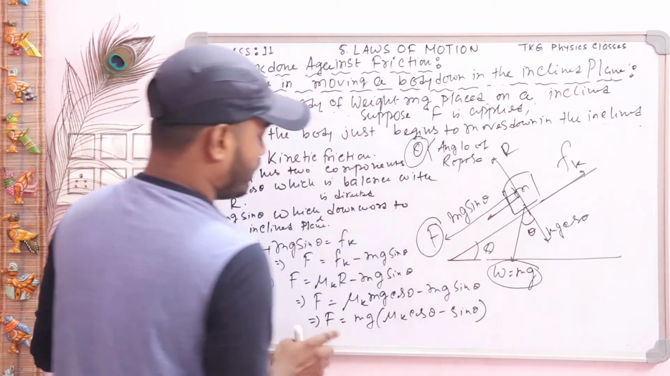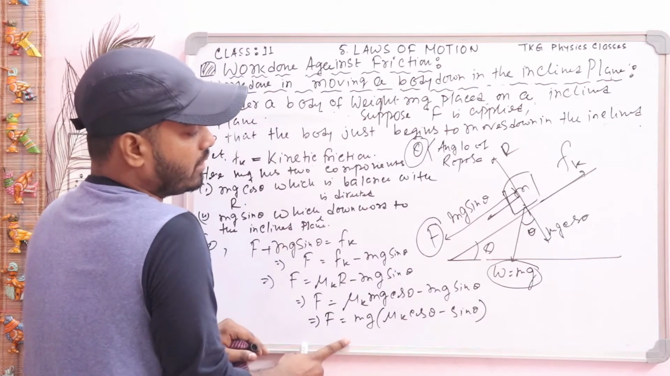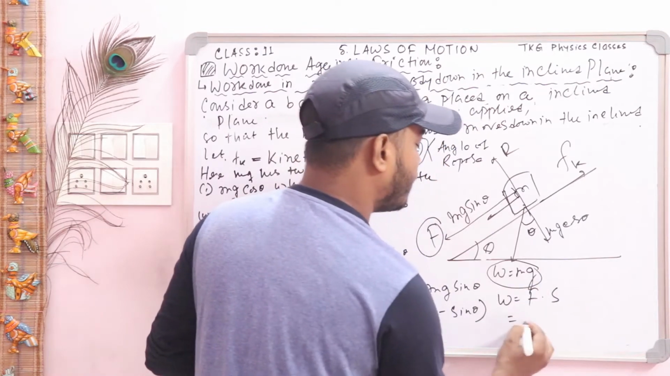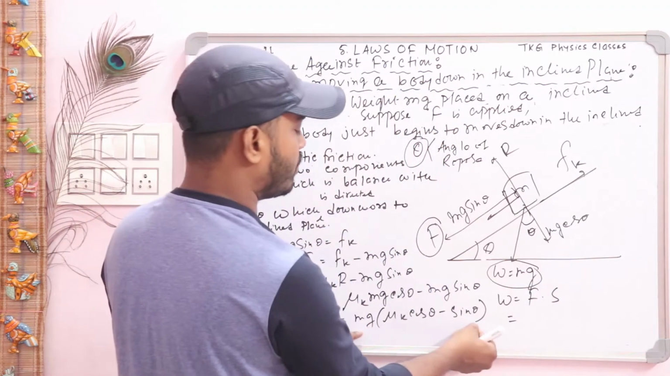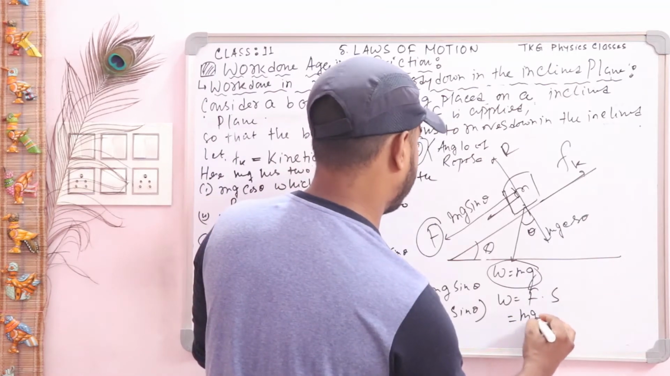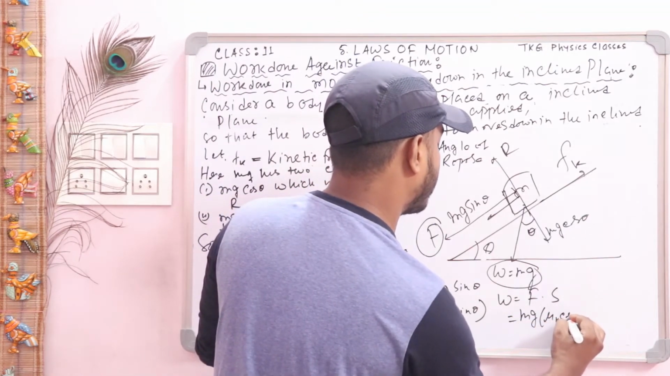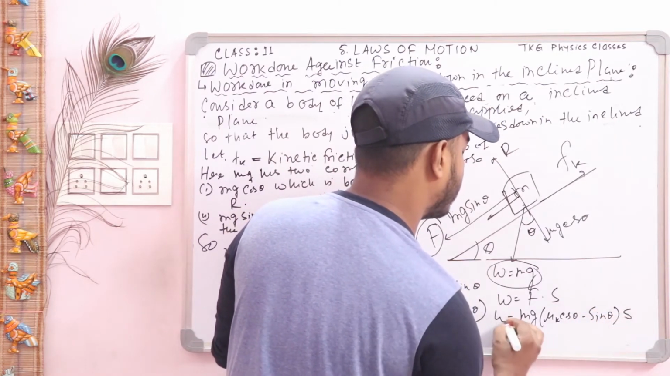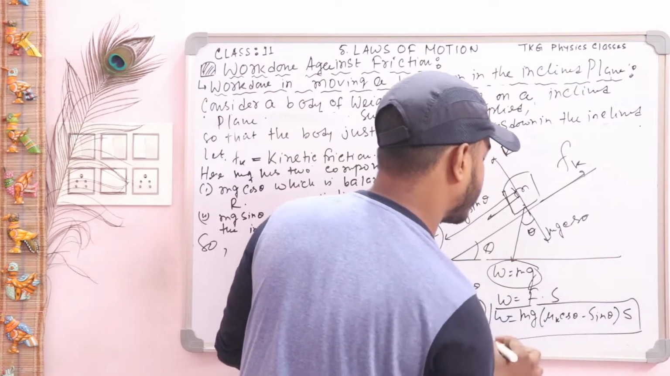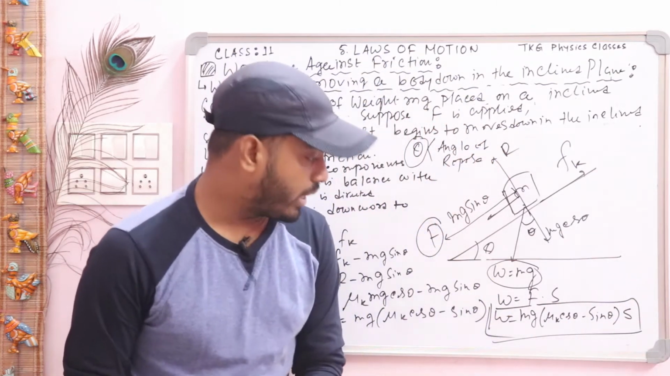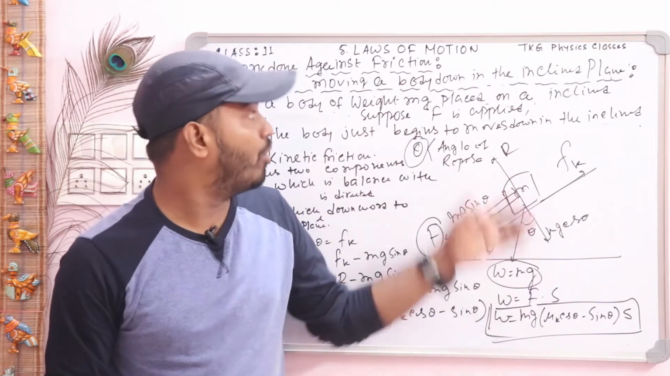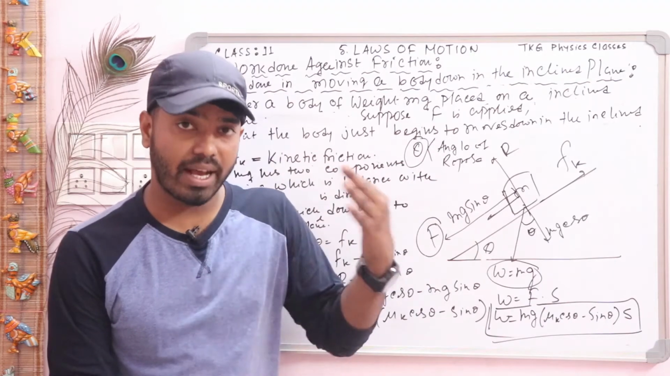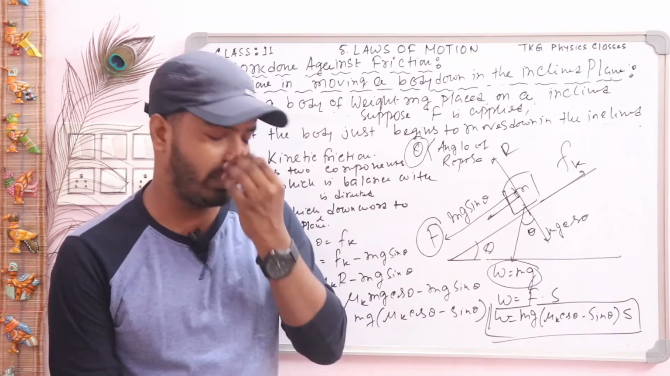Okay, so this is our expression of force. So what will be the work done? Work done is equal to F into S, and in place of F you can write this value. So this is mg (mu k cos theta minus sin theta) multiplied by S. This is the final expression of work done when a body is moving down the inclined plane, just begins to go down. This is the basic initial condition.